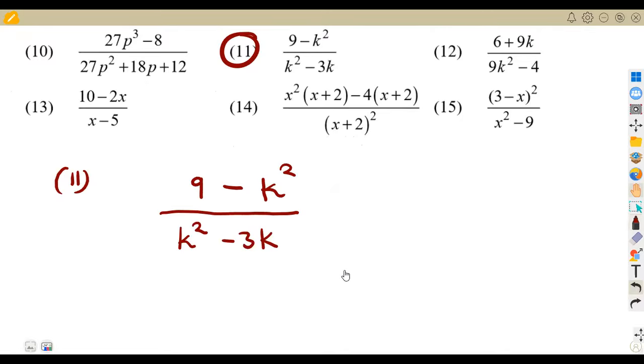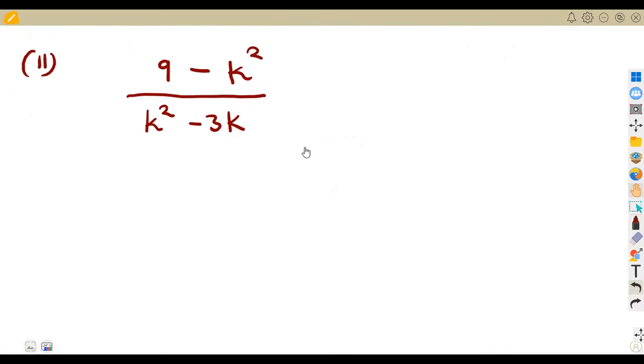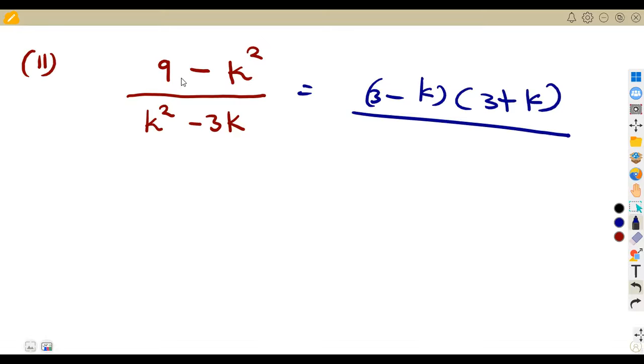I want you to see a normal factorization. Do not take this in mind, I'm just showing you what could have happened. We could have factorized: this is a difference of two squares. 9 is a perfect square, the square root of 9 is 3. k squared is also a perfect square. So I can just have two brackets, 3 minus k. I'm just showing you what could have happened, which can affect you in your simplification. Not to say it's wrong, but I want you to see.